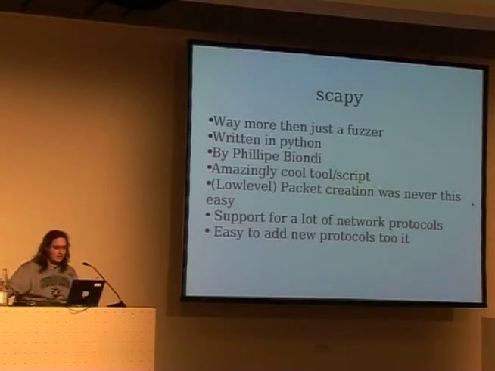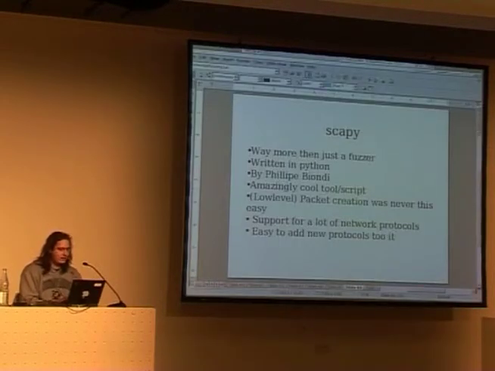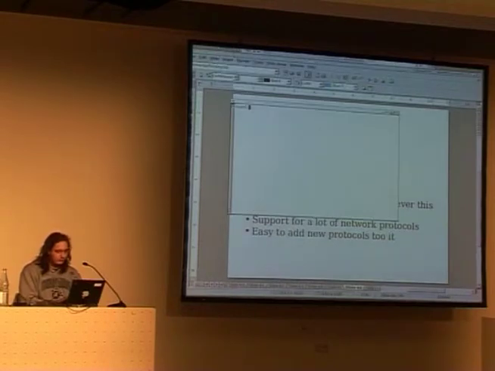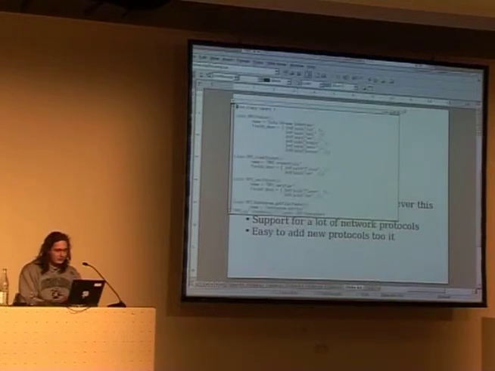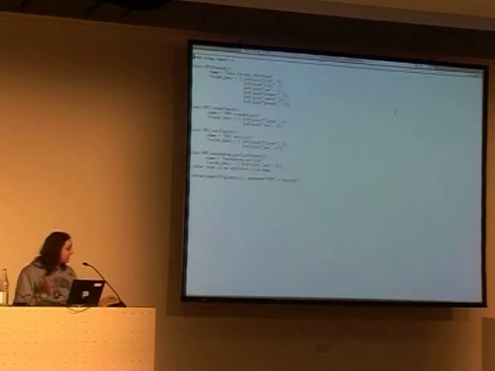We should check out Scapy. It is so much more than just a fuzzer. It does really neat stuff. And the other thing, and I can actually show this, is that it's really easy to add new protocols. Scapy doesn't have support for Sun RPC, but if you just do this, now Scapy has support for some basic Sun RPC stuff. So it's exceptionally easy to add protocols to Scapy.